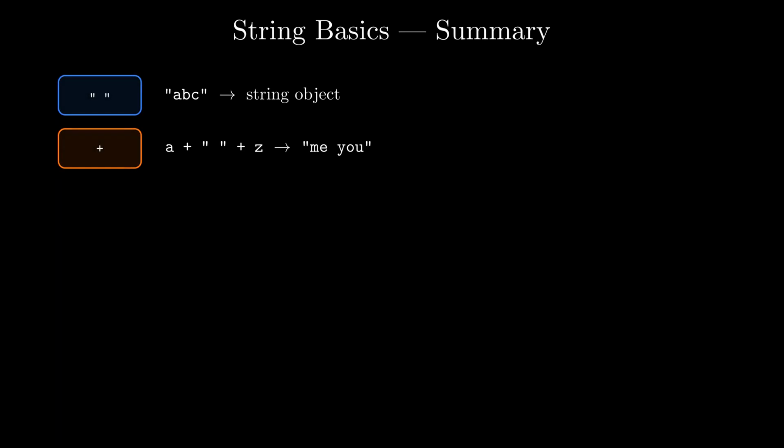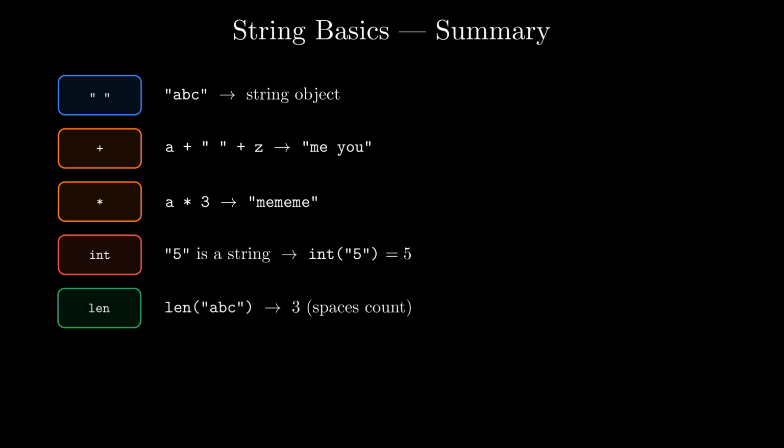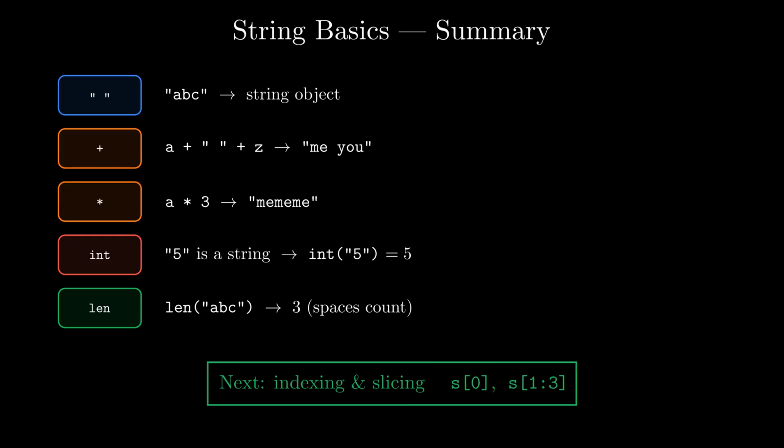To summarize, strings are sequences of characters enclosed in quotation marks. Plus concatenates exactly the characters present, so add spaces yourself. Star repeats a string by an integer, never by another string. Digits in quotes are strings, not numbers. Convert with int before doing arithmetic or repetition. And len counts characters, spaces included. Master these basics and string indexing and slicing, the next step, will come naturally.